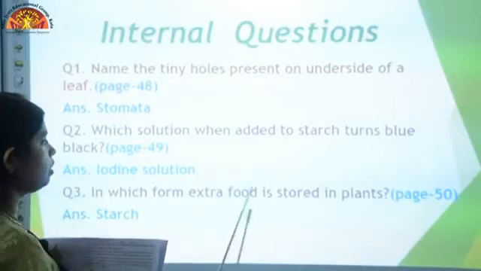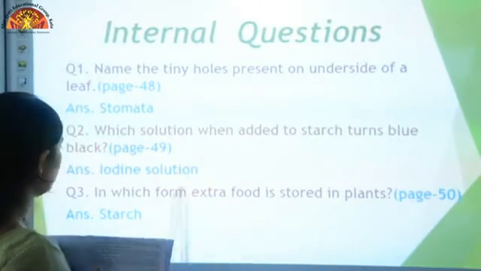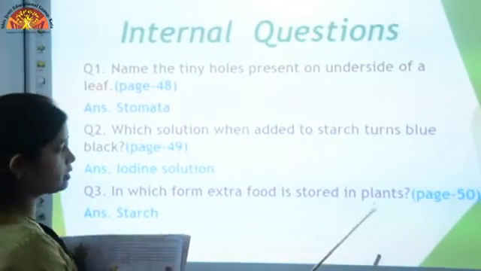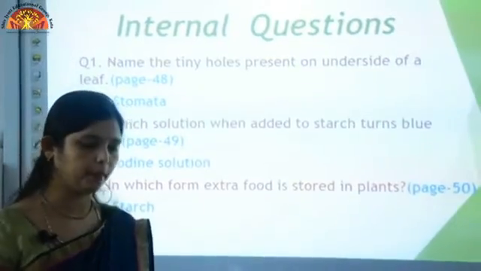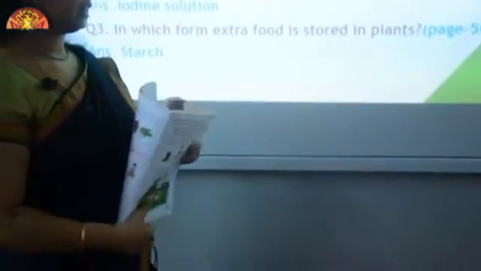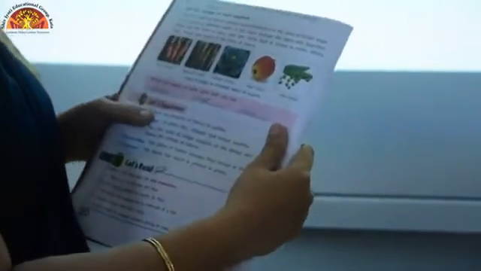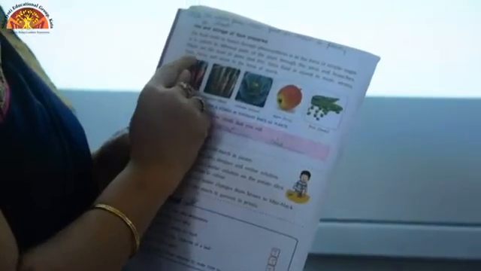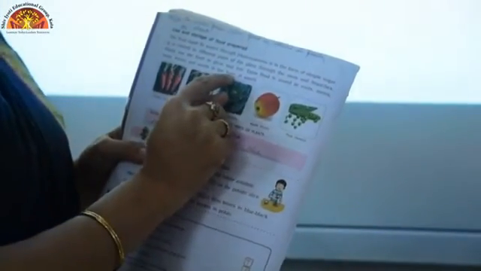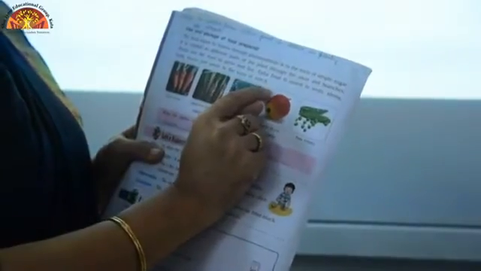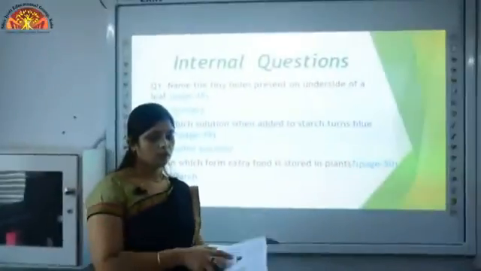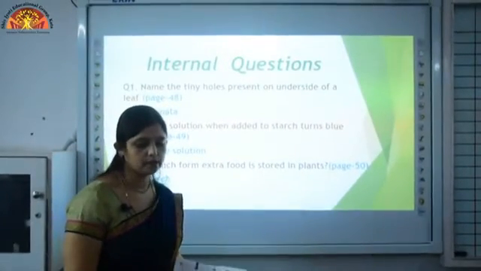In which form extra food is stored in plants? Now answer to this is starch, and it is given on page number 50. So open page number 50 of your book, and you can see here the first paragraph of your book under the heading use and storage of food prepared. The second last line, you can see extra food is stored in roots, stem, fruits, leaves and seeds in the form of starch. So you underline starch over here and write the question above the paragraph. So this is all about the internal questions.